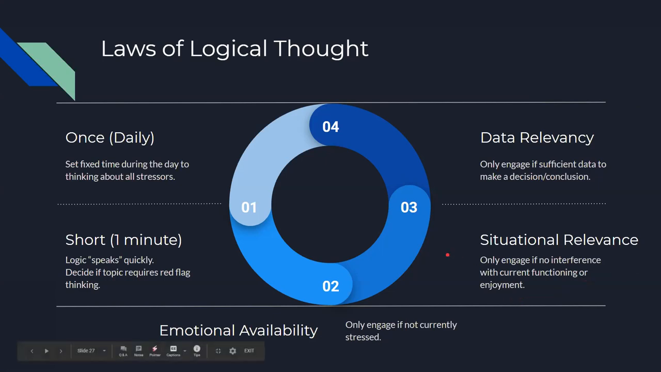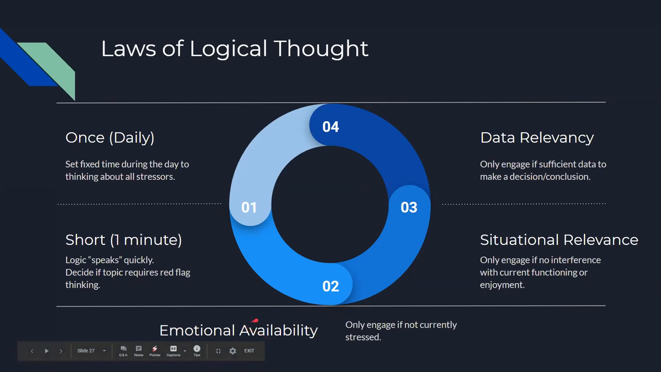Fourth rule is situational relevance, which means, you know, I'm trying to concentrate in a staff meeting or I'm trying to enjoy date night and all of a sudden a stressful thought pops in my brain. Is this the time that I want to think about it? And along the way, just ruin my functioning at work or my enjoyment? Is this really the best time to think about it? If not, then I'll postpone it till later instead of ruining other things for myself.